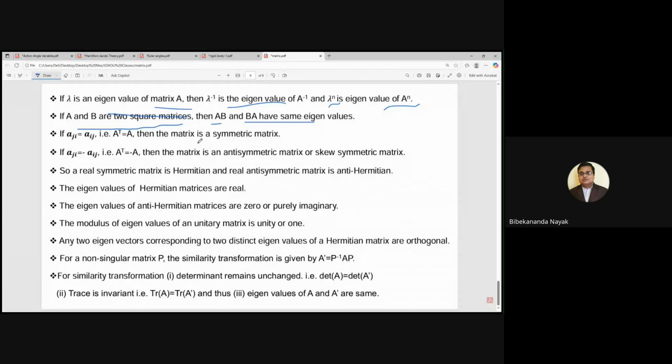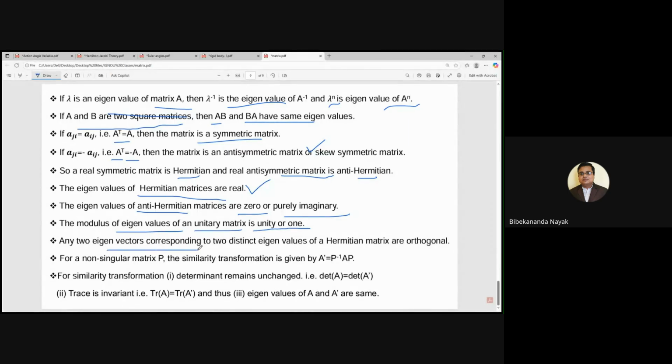For a symmetric matrix, A transpose is equal to A. For anti-symmetric or skew symmetric, A transpose is equal to minus A. Real symmetric matrices are Hermitian and real anti-symmetric matrices are anti-Hermitian. The eigenvalues of Hermitian matrices are all real, and eigenvalues of anti-Hermitian matrices are 0 or purely imaginary. For a unitary matrix, the eigenvalues have modulus unity, or 1.